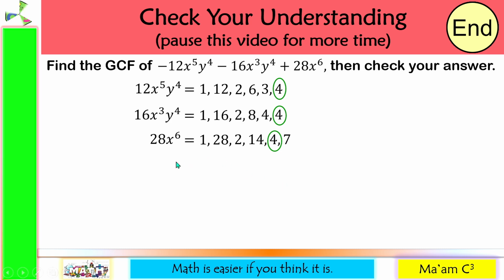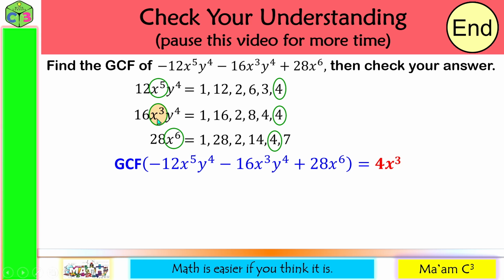Now, for the literal coefficients, like what was mentioned in the summary, just choose the one with the least exponent. So for x, I have here x to the fifth, x cubed, and x to the sixth. The least one is x cubed, so I'm going to choose that one. For y, since I do not have y here, then I cannot choose y. Therefore, the GCF of negative 12x to the fifth, y to the fourth, minus 16x cubed, y to the fourth, plus 28x to the sixth is 4x cubed.